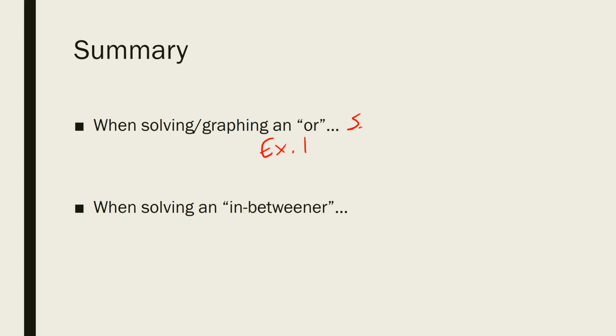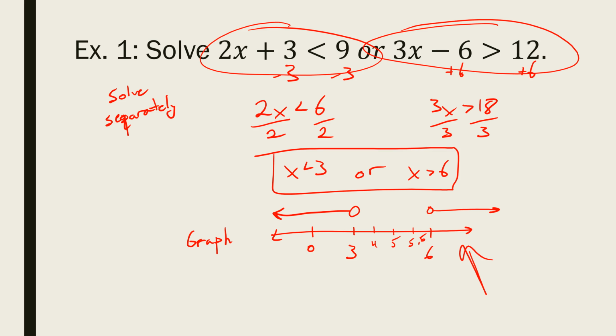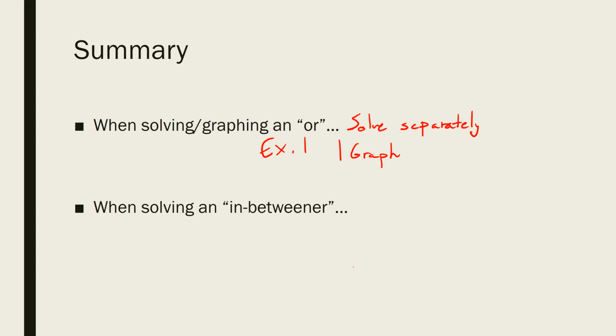Remember, you're just going to solve separately, and you'll kind of get two separate equations, but you're going to make one graph, just one graph. So remember, example 1, I solved this one, then I solved this one, but I put the two arrows on one graph. With an in-betweener, so that was like example 2 and example 3, you're going to isolate x in the middle. Isolate x in the middle.